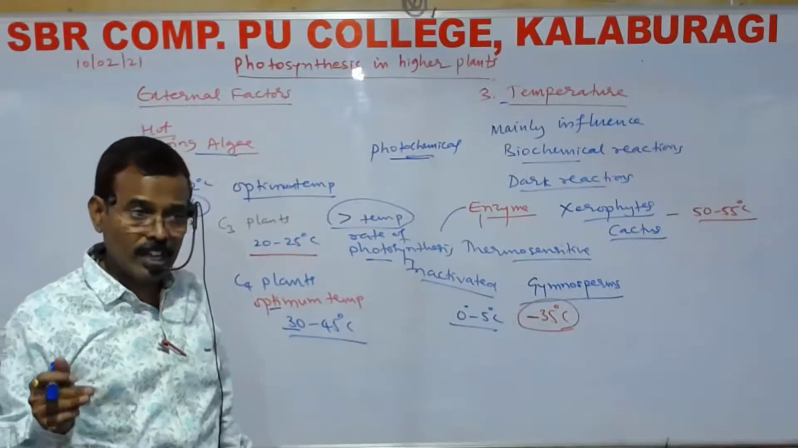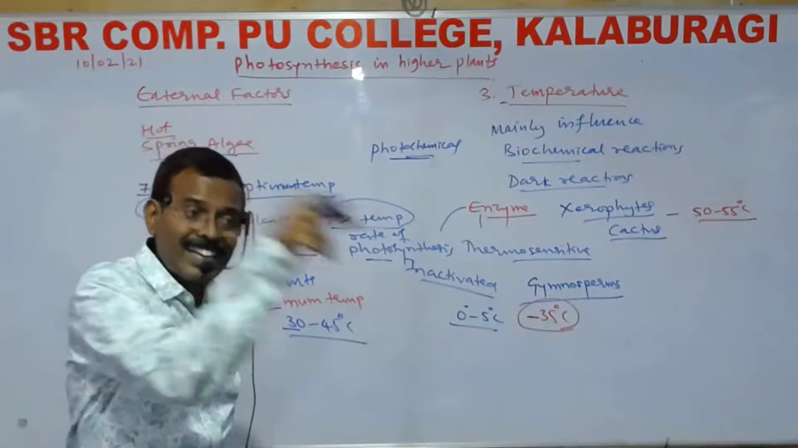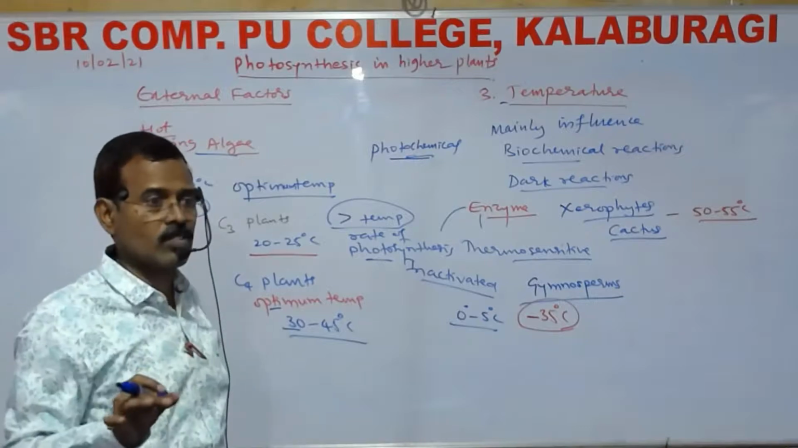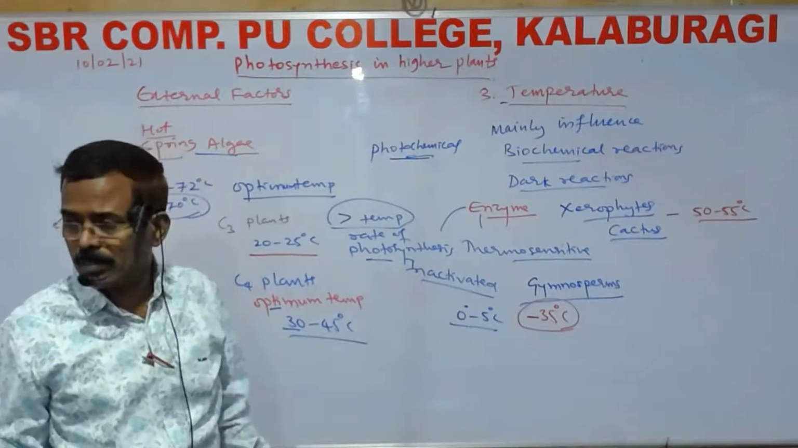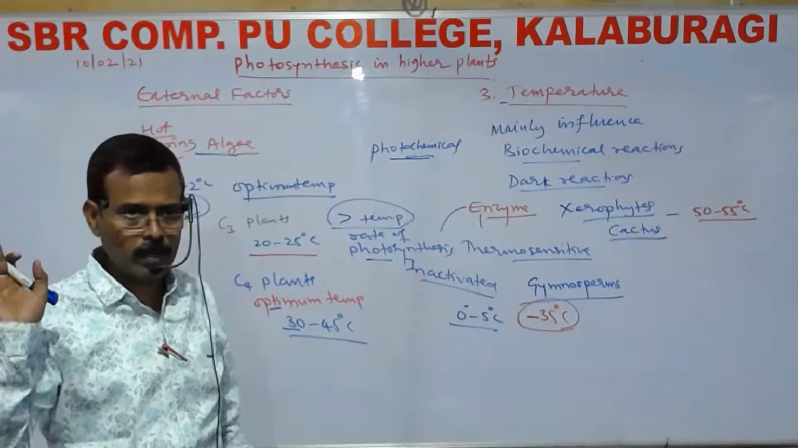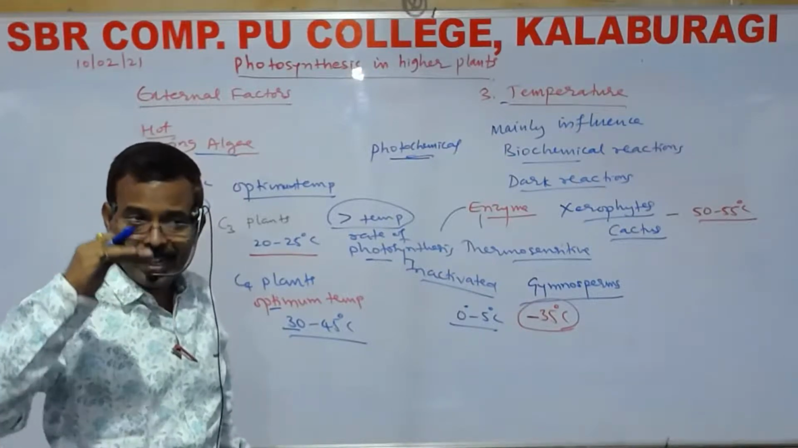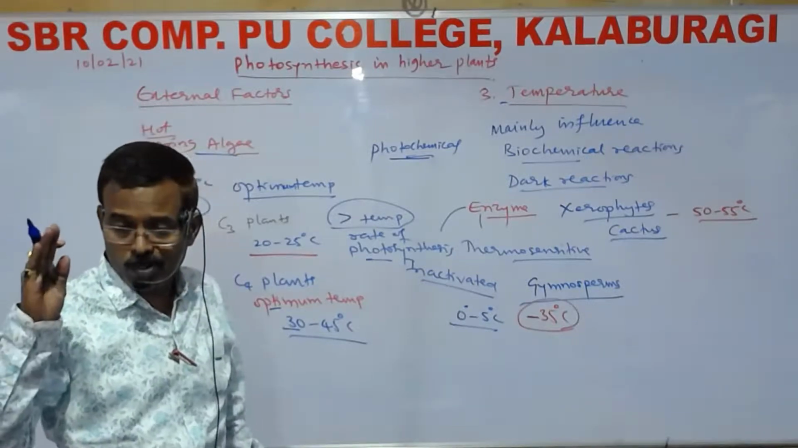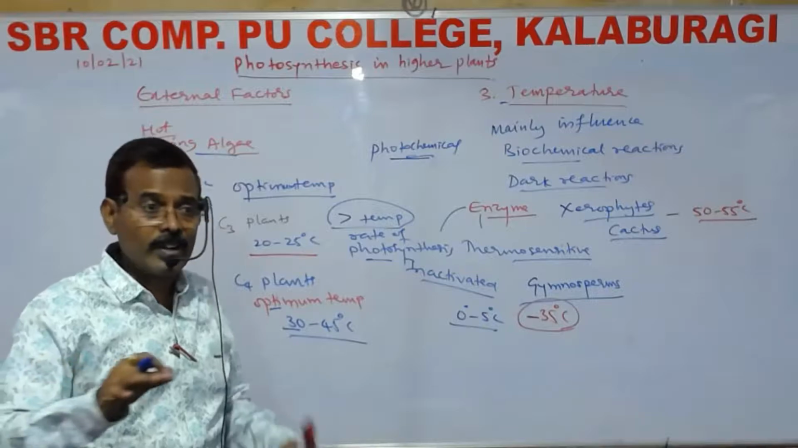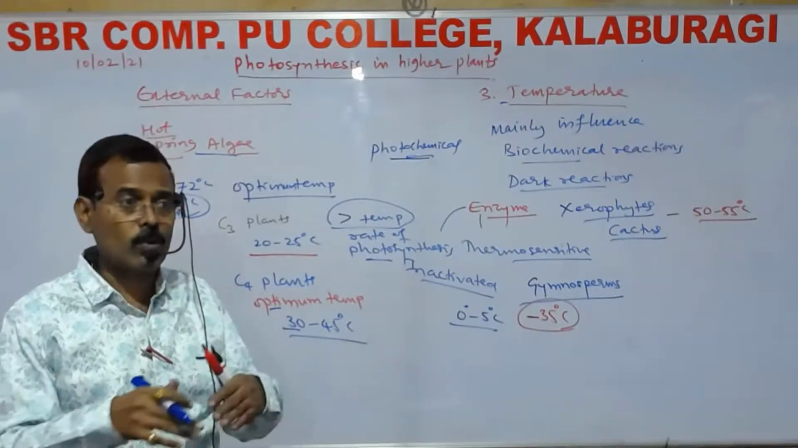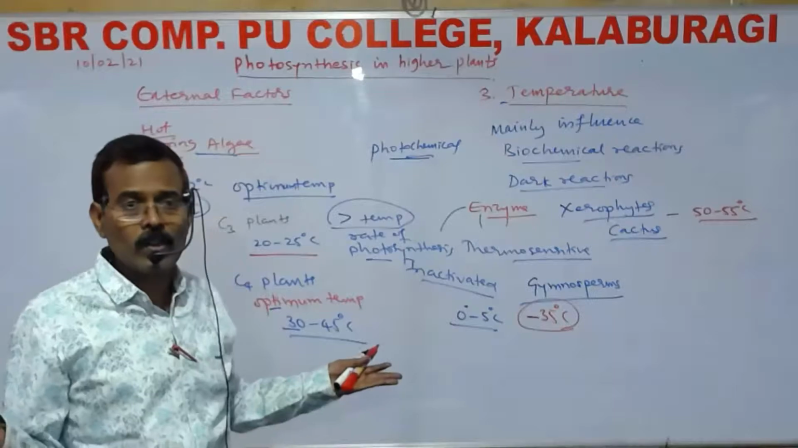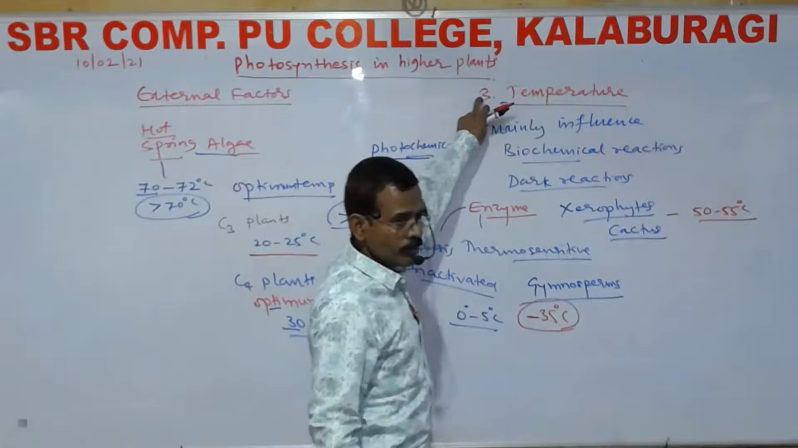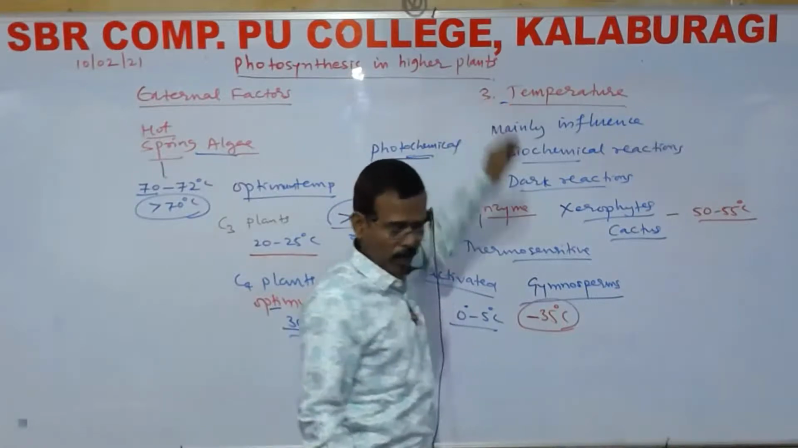So temperature influences dark reactions more than light reactions, as the dark reactions are catalyzed by enzymes. That, remember. Usually with the increase in temperature, photosynthesis also increases, but up to a certain limit. Beyond that, inactivation or denaturation of enzymes occurs. That is how the rate can be checked or inhibited. So this is about temperature. Remember.